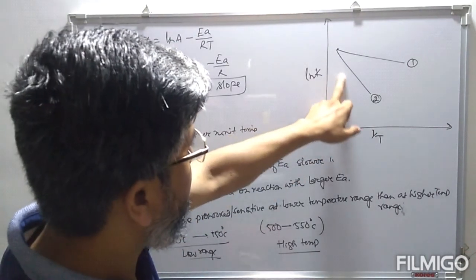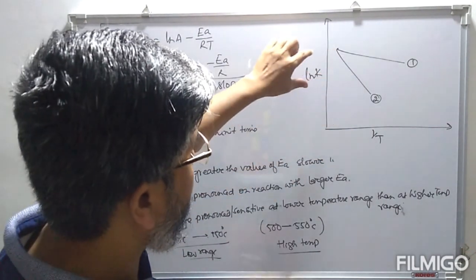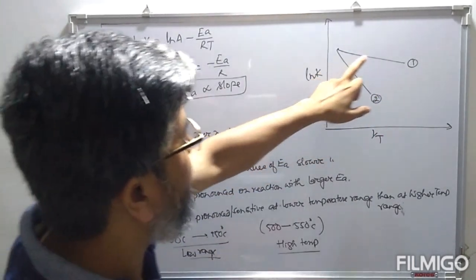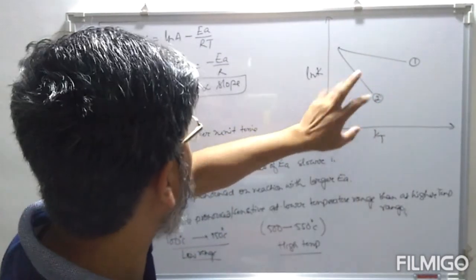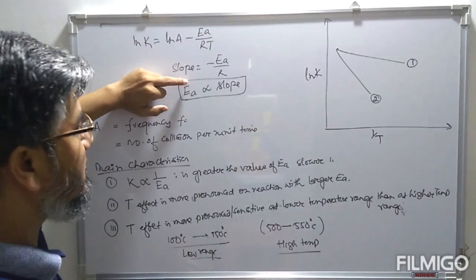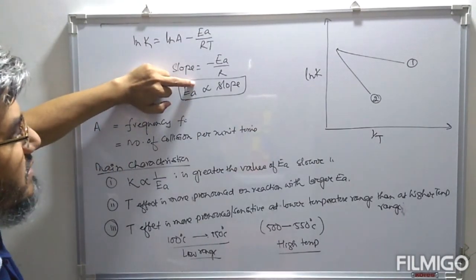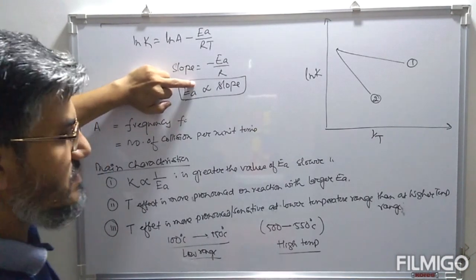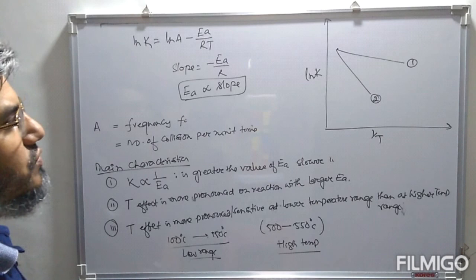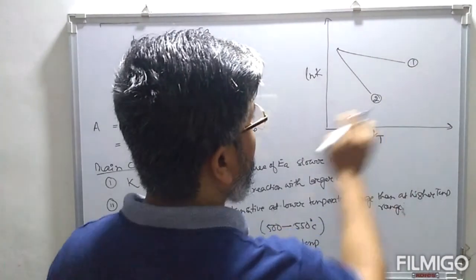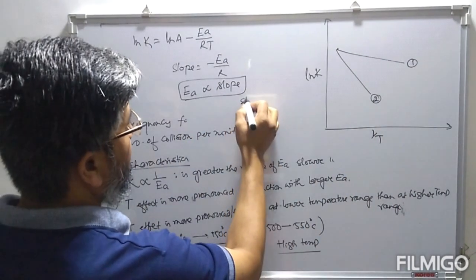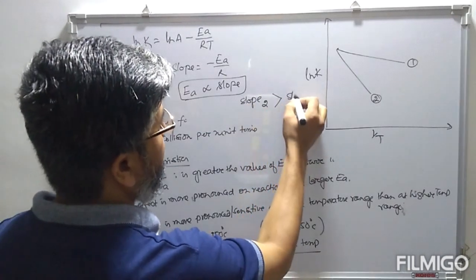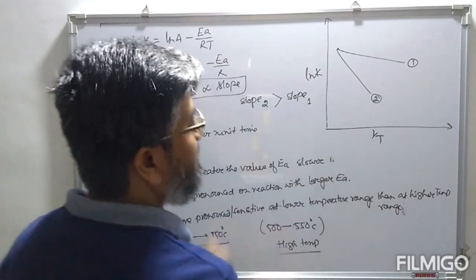So for reactions 1 and 2, two graphs are given. From these graphs we will find the slope. The one having the larger slope will have the larger value of activation energy, and the reaction with the larger value of activation energy will have a smaller value of rate constant k, and the rate of reaction will be slow. So look at this, 1 and 2: the slope of reaction 2 will be greater than the slope of reaction 1.